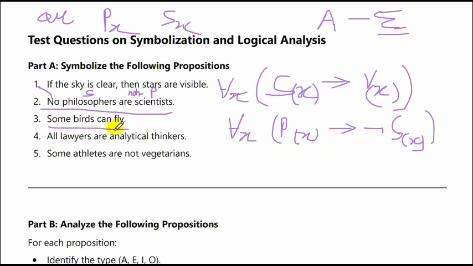Some birds can fly. This is a simple I proposition. We know some stands for the existential quantifier, so we use the mirrored E symbol. And this is an and: if it is a bird, and it can fly. That is how we understand this. So bird would be Bx and can fly. These are together.